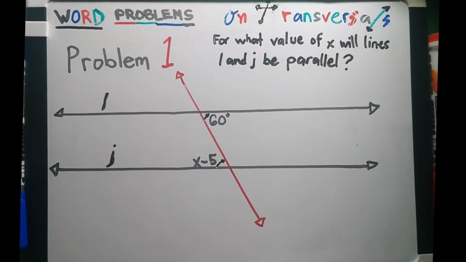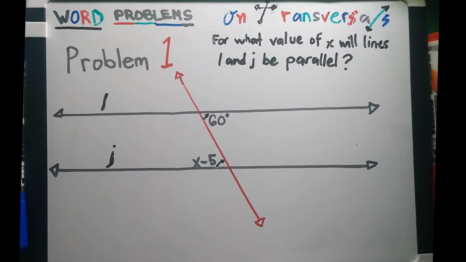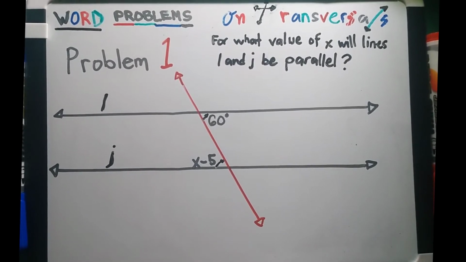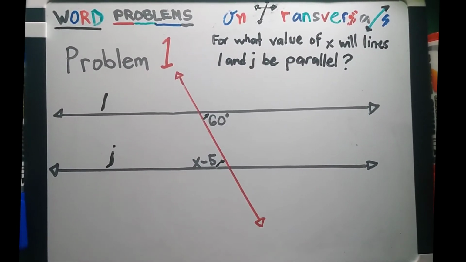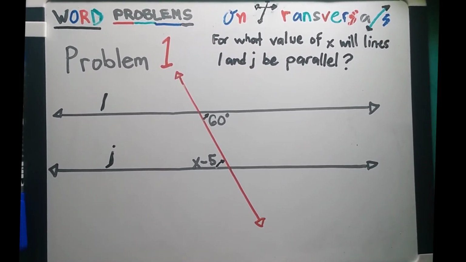Here, we now have our first problem. For what value of x will lines L and J be parallel? Or to rephrase the question, how can we prove that these 2 lines L and J are parallel? In the problem, the asked is of course the value of x, and the given we have the measures of angles which are alternate interior angles.